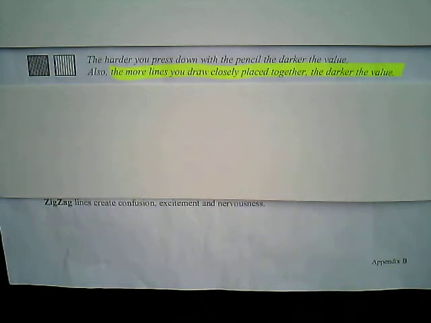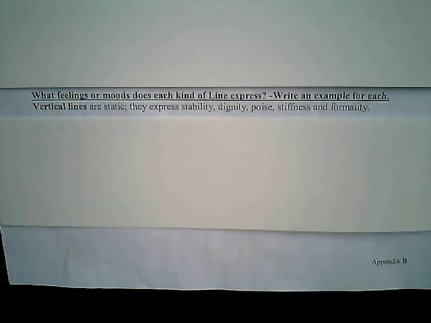Okay, you guys ready to move on? All right. So this last little section talks about the feelings or moods that each line expresses. I know that it's kind of hard to understand that right up front, that the direction that lines go actually express something. But I'm going to show you some examples, and then you'll be able to make a connection.